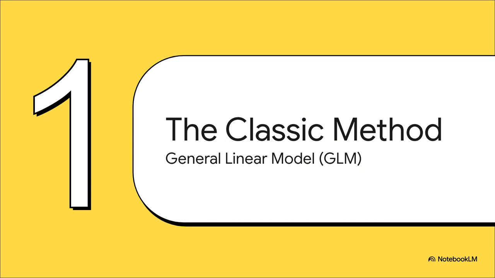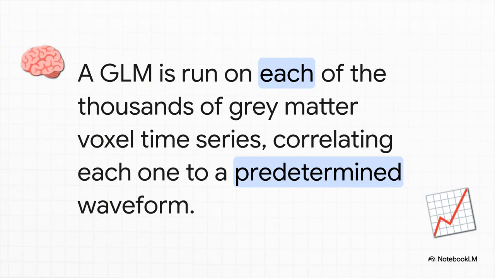Well, the go-to tool for decades has been the general linear model, or GLM. You can think of this as the original hypothesis-first way to go looking for that signal. Okay, so here's the big idea behind GLM. It's what we call a mass univariate approach. That's a fancy way of saying it runs a separate little test on every single tiny cube of the brain, a voxel, and it checks if that voxel's activity matches a pattern we give it ahead of time.